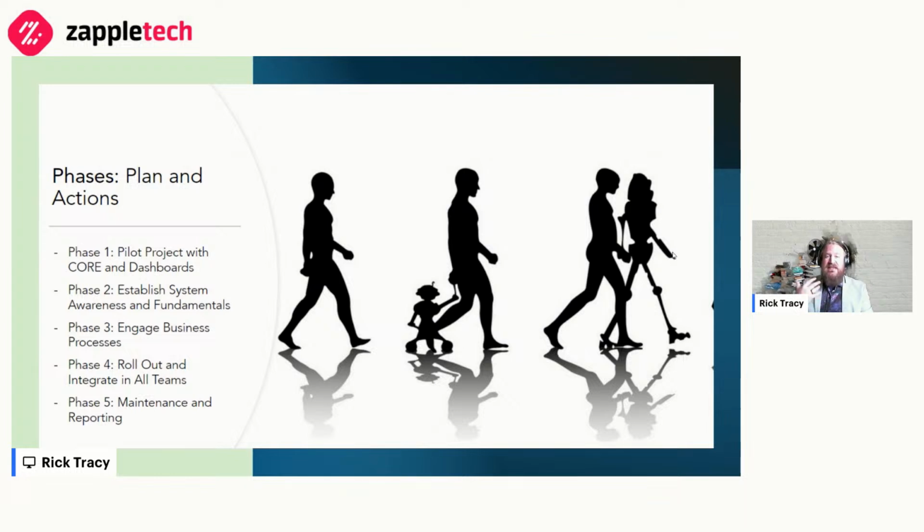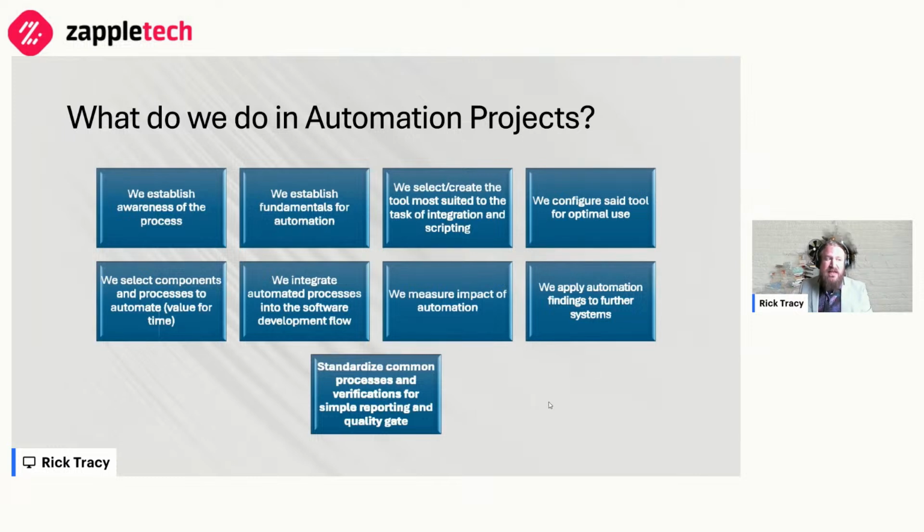Now, all of that just paints the picture for how a project is set up for doing automation. But it's important that we understand what we actually do in an automation project, because we're not just scripting. We're establishing awareness of the process. That's valuable for everybody. We establish the fundamentals for automation. That's valuable for testing in general. You improve your testing by doing so. You're creating and selecting tools that'll help. You're configuring that tool. You're selecting the components that you're automating, and also sometimes importantly, selecting the ones you're not automating. And then you're integrating those into that software development flow like we talked about.